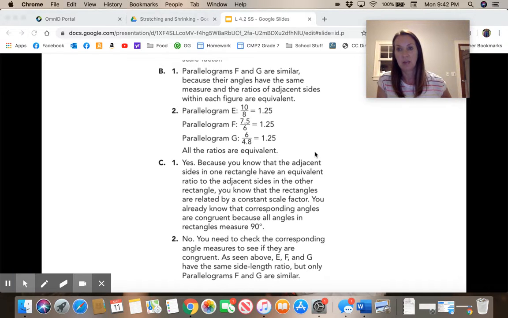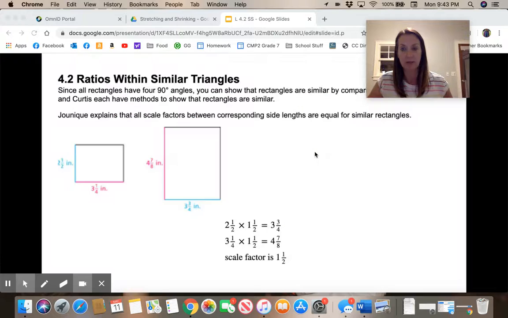So again, the corresponding angle would be the angle that's in the same place in both shapes. So either like the top left for both of them would be the same.